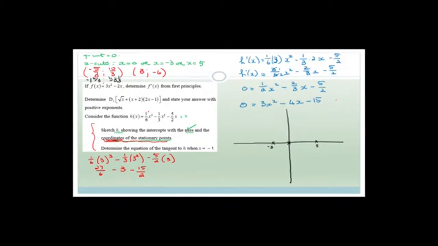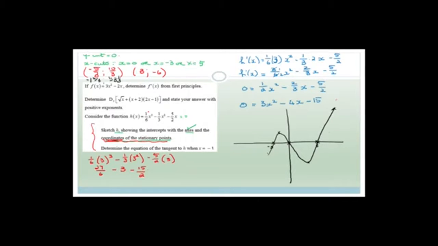We have a turning point at minus 1 and 2 thirds, about halfway, and 3 and a third. And we have another turning point at x equals 3, y equals minus 6. So this graph does something like this. Okay, more or less, it should have gone through there.